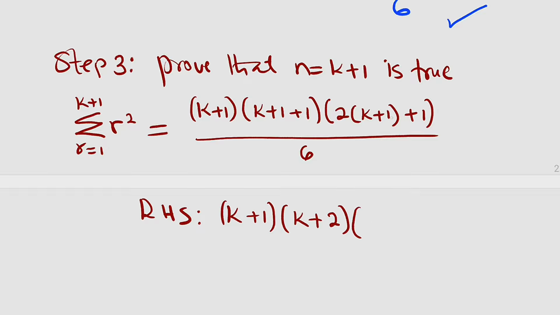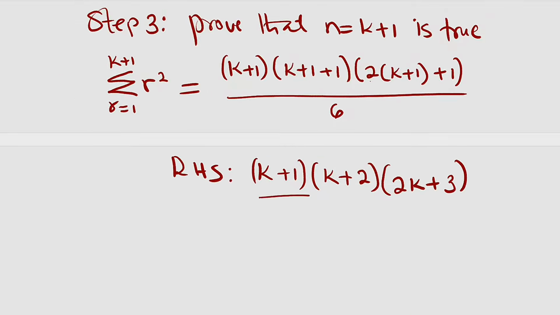And the other factor, if you distribute 2 here, you're going to obtain 2k plus 2 plus 1, that is 2k plus 3. The whole of this divided by 6. So this is what we have to the right hand side. Now let us simplify the left hand side and see whether we're going to get the same thing.